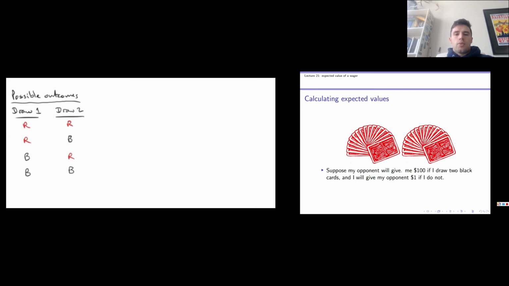The next thing we do is list the probabilities for each outcome. Since these are exactly the same as in the first example, we get those for free here. They are all 1/4 again. And the thing we did after that was list the gains for each outcome. Now, the gains have changed here because the wager has changed. The wager, look on the screen there, is this: my opponent will give me $100 for 2 black cards, and I will give them $1 otherwise.